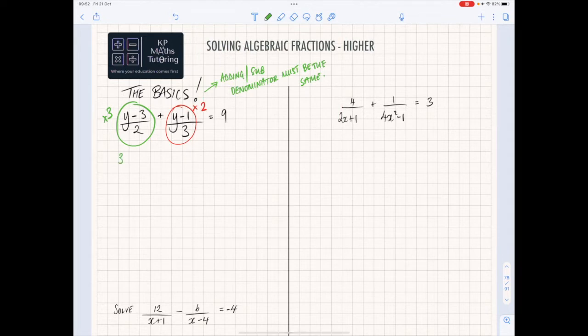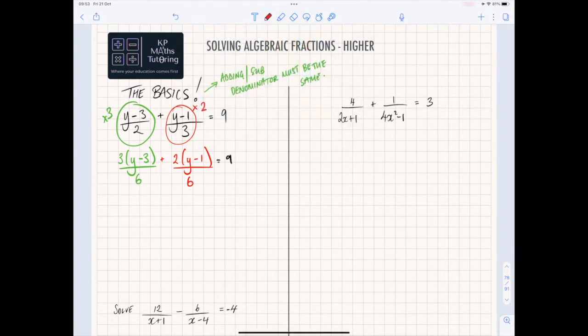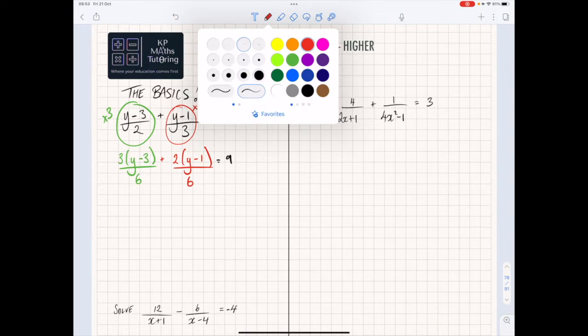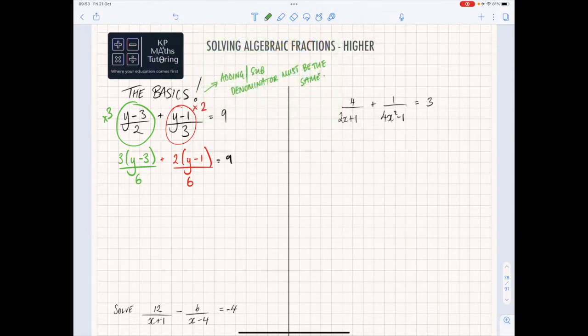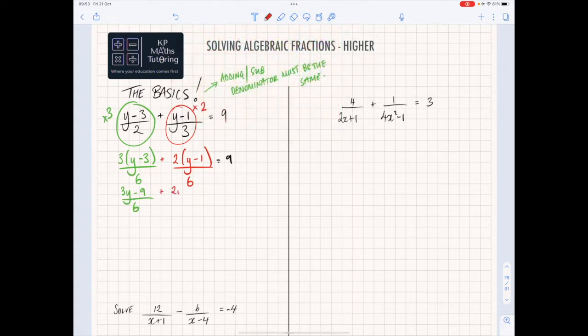So therefore, what you do is you multiply the top by that value, as well as the bottom. 3 times 2 gives me 6. And then this one on the right-hand side, I do 2 multiplied by the top, and also 2 times 3, which is 6. And that will still equal 9. Okay, from there, what we're then going to do is just tidy this up a little bit. So the top becomes 3y minus 9, so we're just expanding the bracket at the top. That's still over 6. And the red one will become 2y minus 2 all over 6 still. And again, that is still equal to 9.